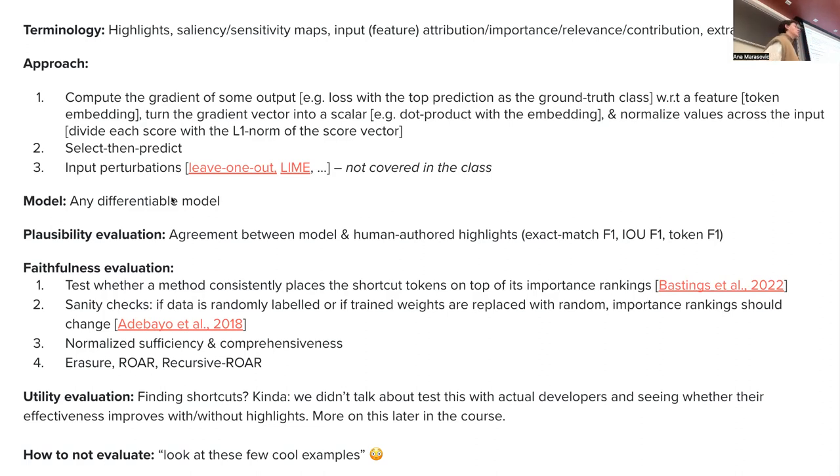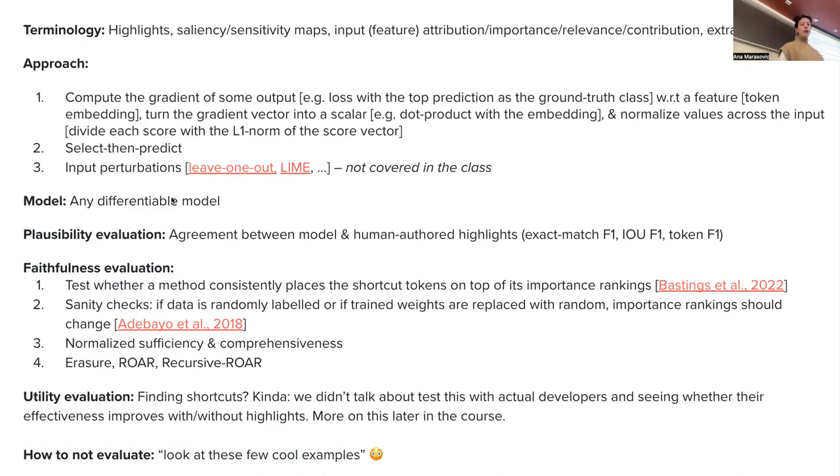In any case, you are going to then measure the overlap between what your method has highlighted and what human-authored highlights are. You can use exact match F1. You can use intersection over union F1 or token F1. If you completely forgot what these terms are, go check the corresponding lectures where these things are explained.